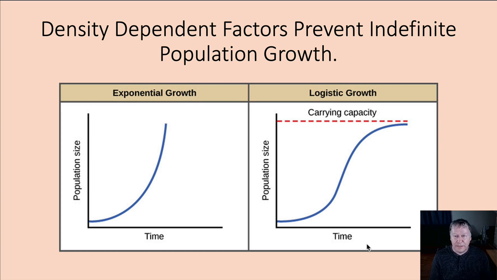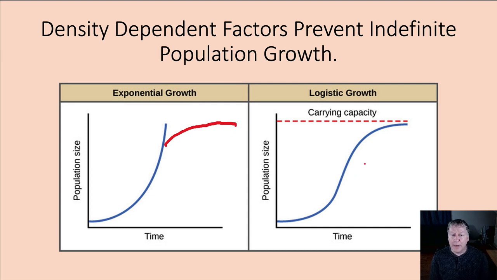So, density-dependent factors prevent indefinite population growth. We might start off with exponential growth as seen here on the left, but as we get higher and higher, we start having density-dependent factors level it off. They start becoming bigger and bigger factors, slowing growth rate until we get to a certain level that we maintain. Okay, so it starts as exponential growth and then slows to logistic growth.